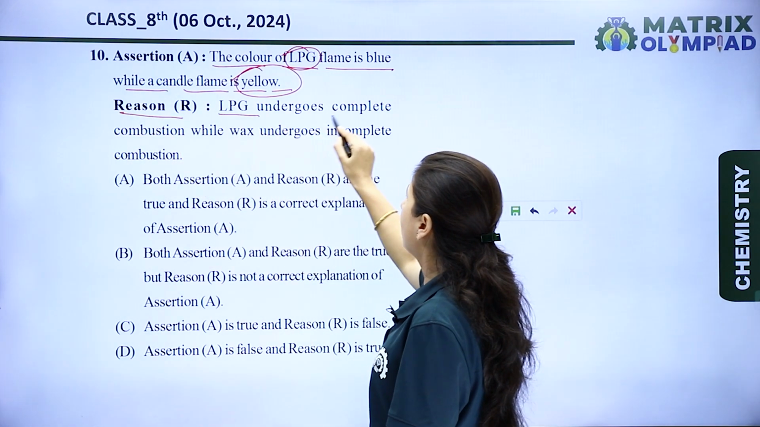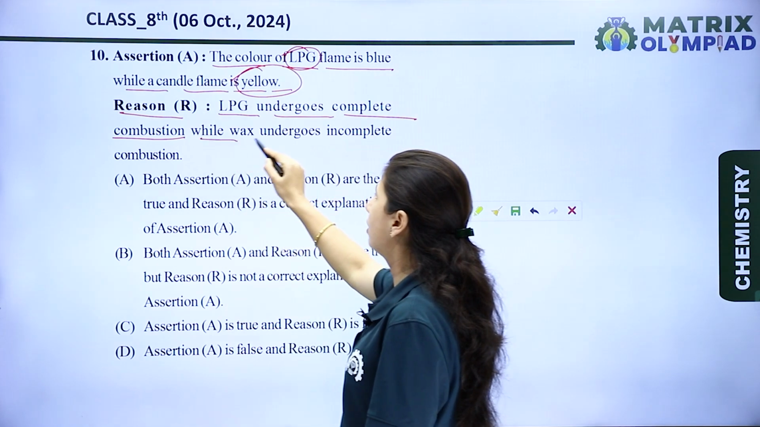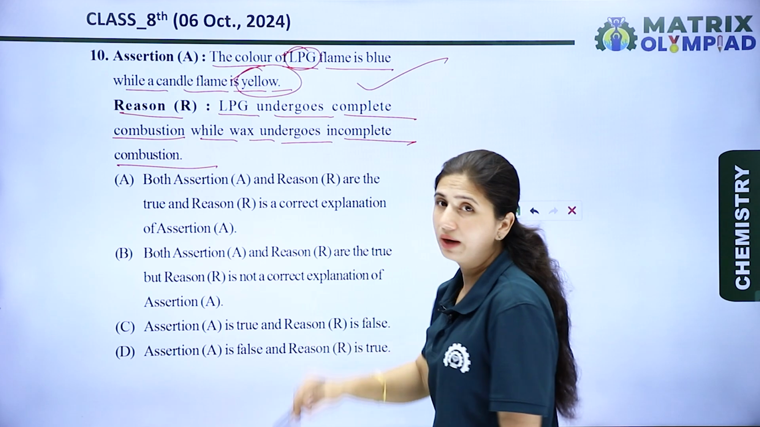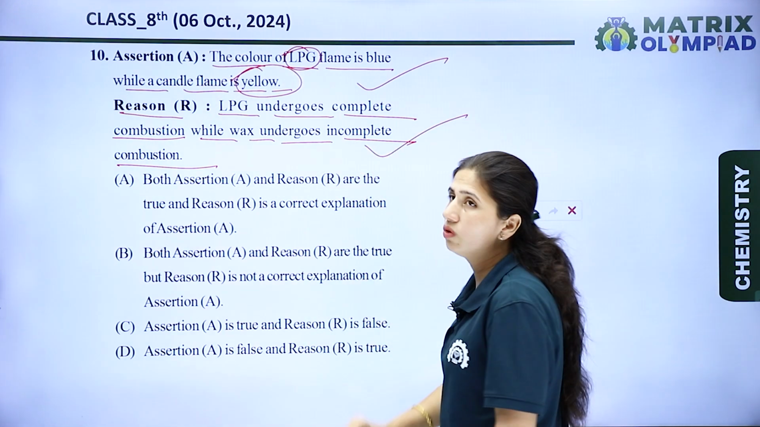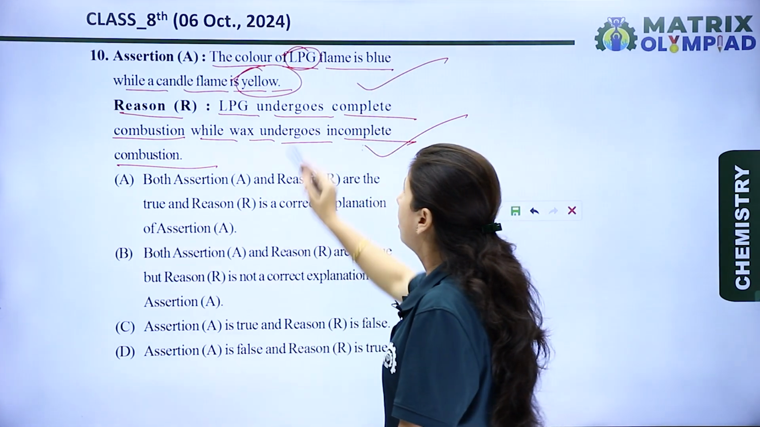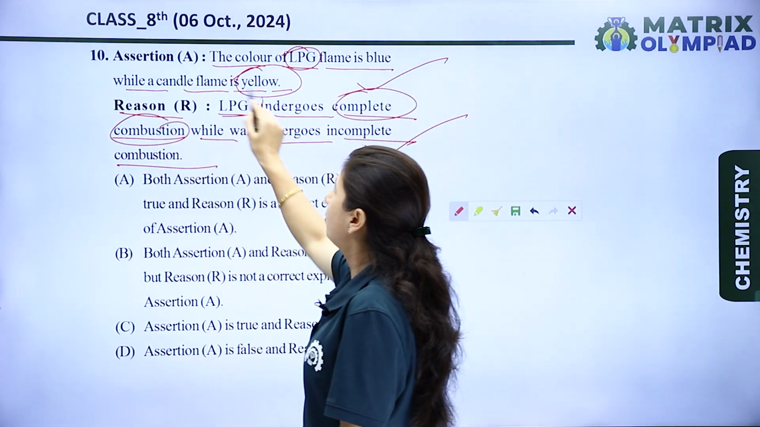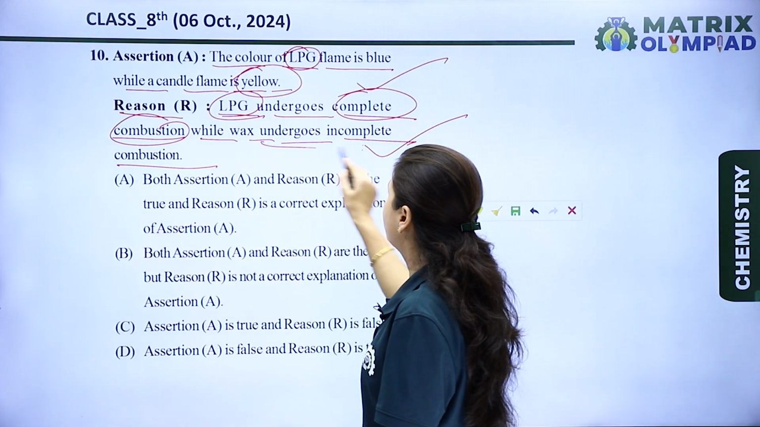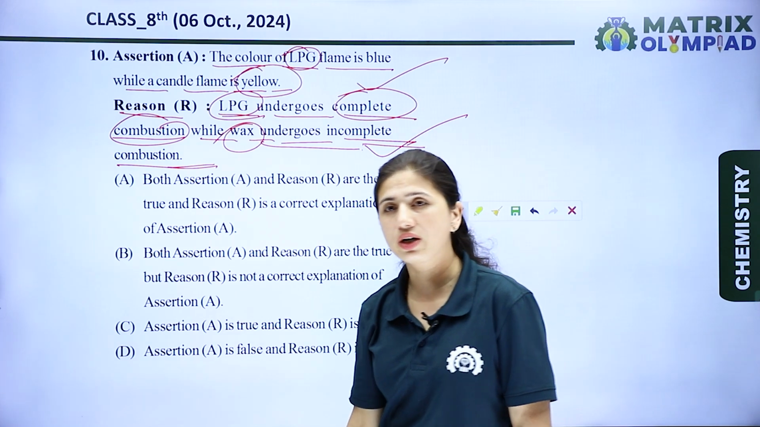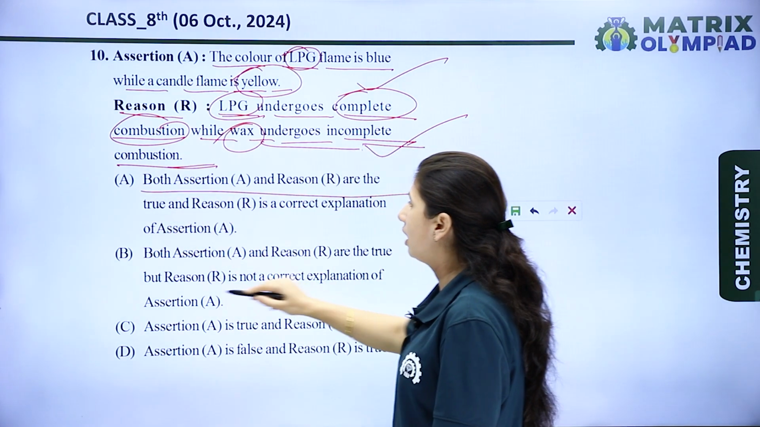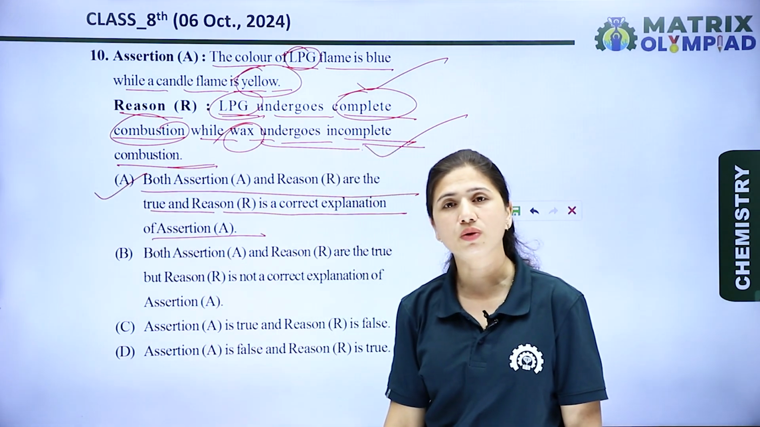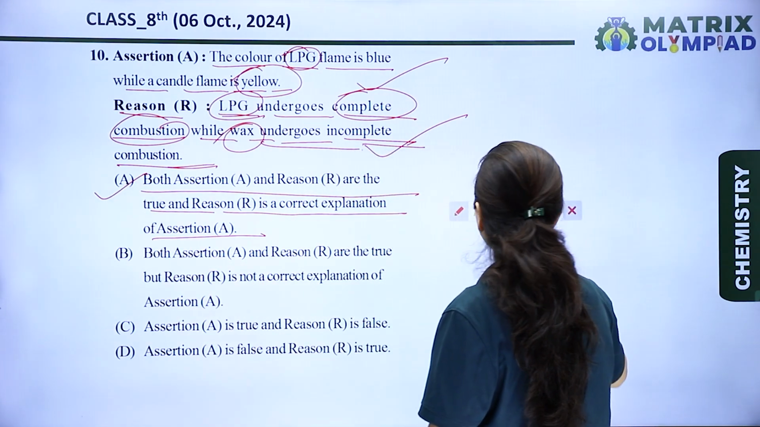The reason: LPG undergoes complete combustion while wax undergoes incomplete combustion. This means the assertion is a right statement, the reason is also a right statement, and the reason correctly explains the assertion. Because of complete combustion, LPG shows blue color, and because of incomplete combustion, wax shows yellow or orange color. So, both assertion and reason are true, and the reason is a correct explanation of the assertion. So, option A is the right option for this question. Now, let's see the next question.